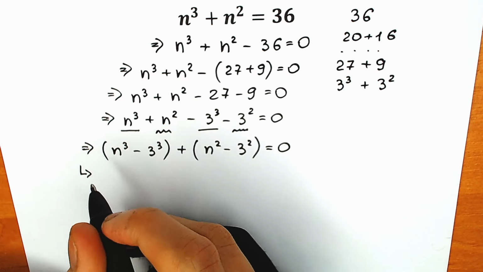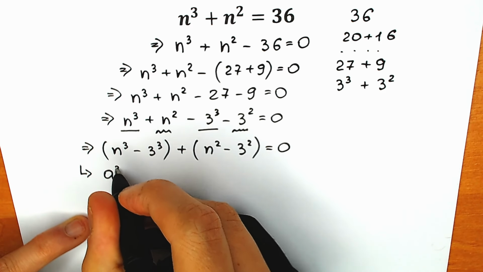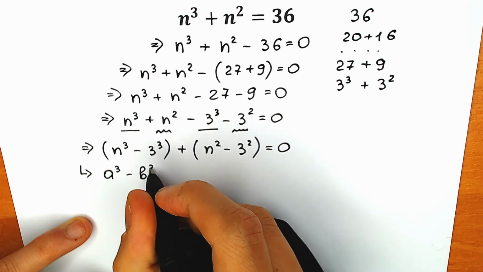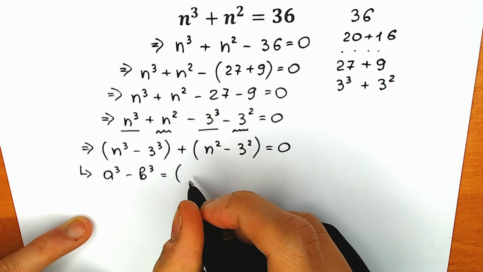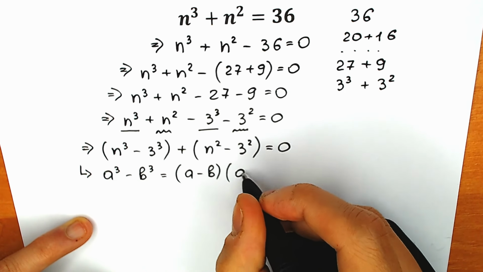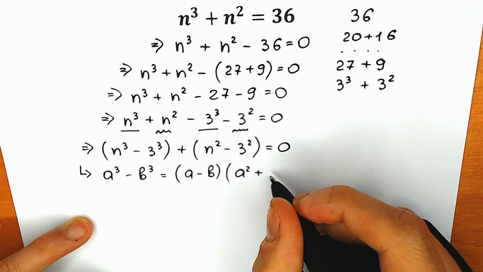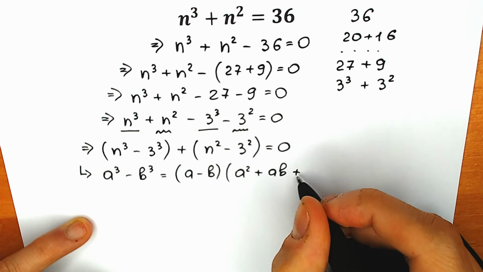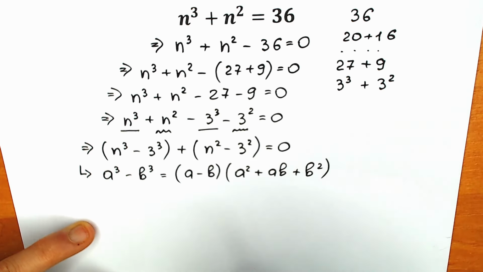First formula, difference of 2 cubes. So a cubed minus b cubed equals a minus b, and in another parenthesis, a squared plus ab plus b squared. This is our first formula.